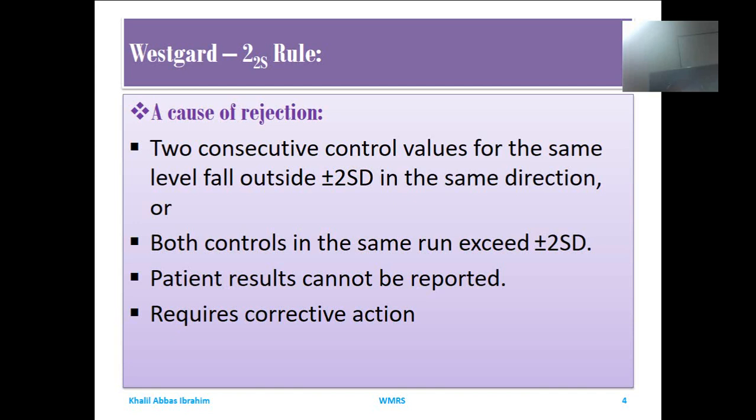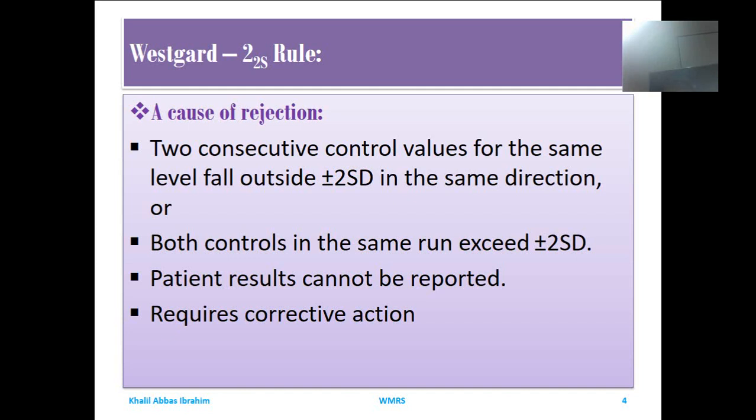And the other phenomenon of this rule is that both controls in the same run exceed plus or minus 2 standard deviation. Both controls, if you are using two controls, both values of those controls within the same run exceed plus or minus 2 standard deviation. Also in this case the measurement is rejected.